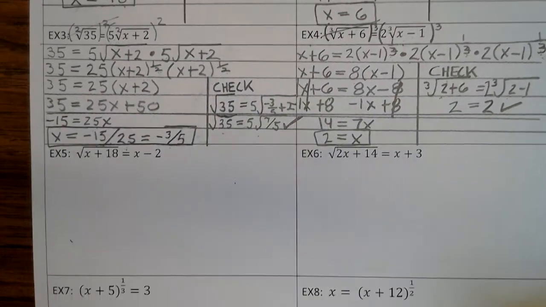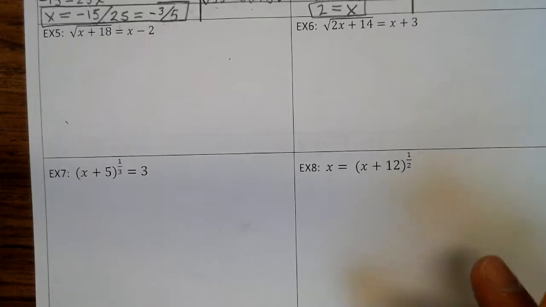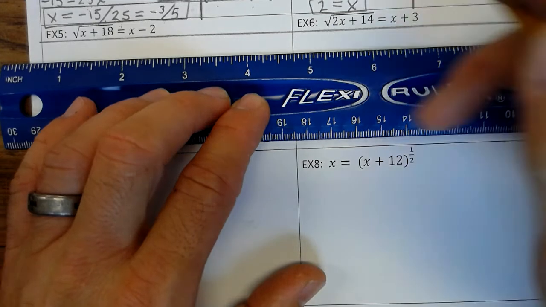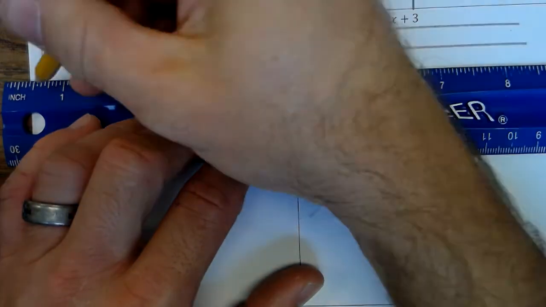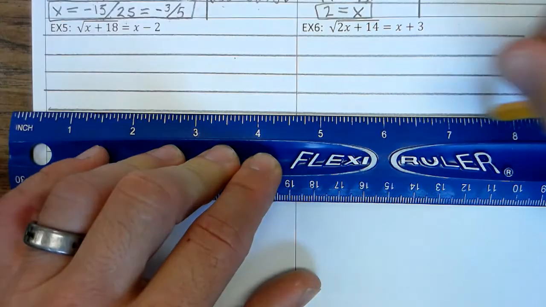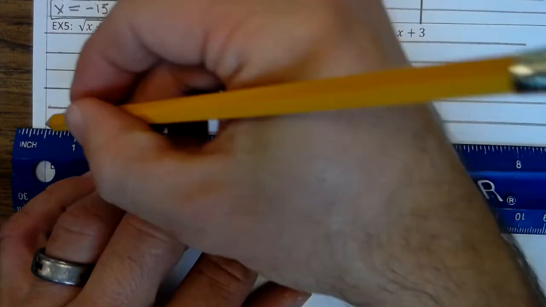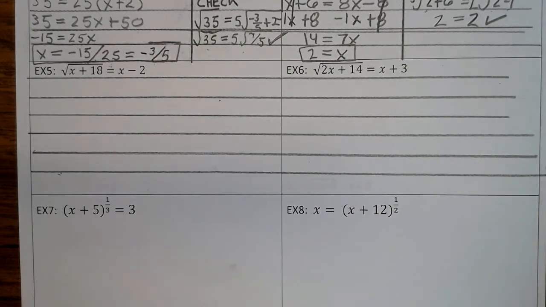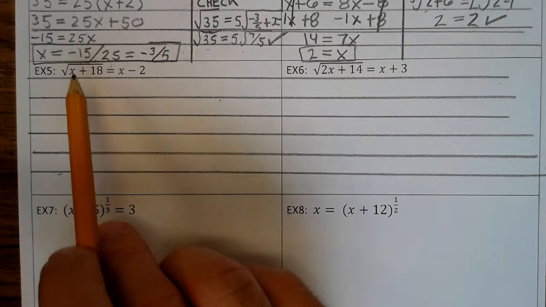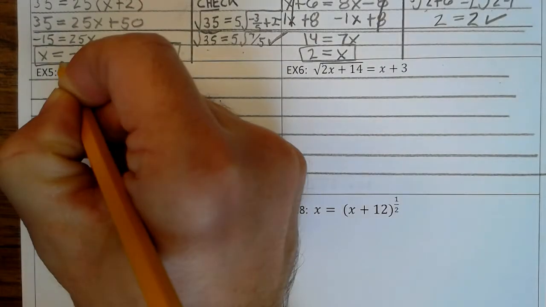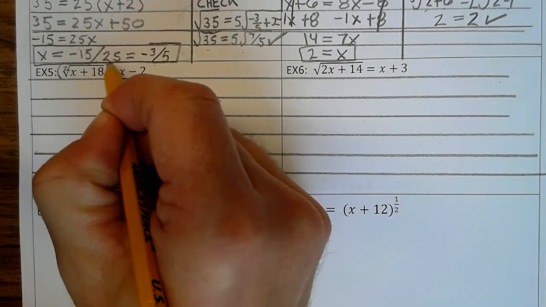All right. Now let's look at example 5. And again, we're going to add lines. All right, example 5. So isolate the radical. Radical is isolated. Now we're going to raise both sides of the equation to the power equal to the index of the radical. So index is 2. So we're going to raise both sides by 2.